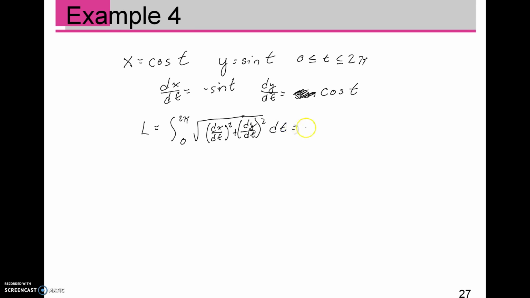So we plug in our values. Oops, put a parenthesis there. Sine squared t plus cosine squared t, dt, and that's just 1. So we've got the integral from 0 to 2 pi of dt, which will be 2 pi. So you found the circumference of your unit circle to be 2 pi, that is 2 pi r with r equal to 1.